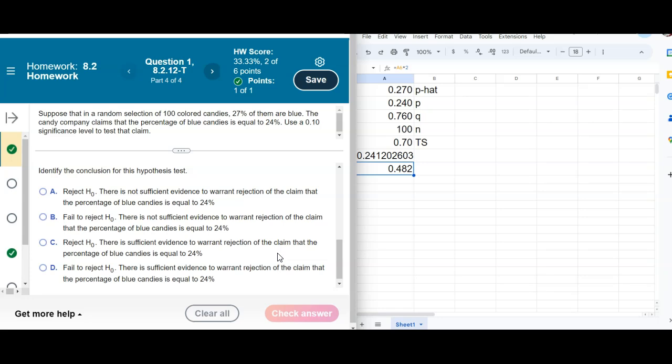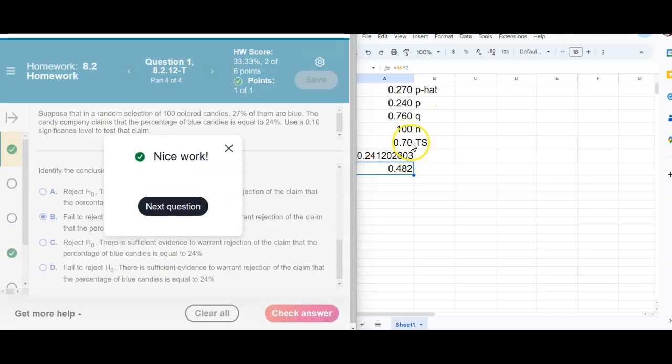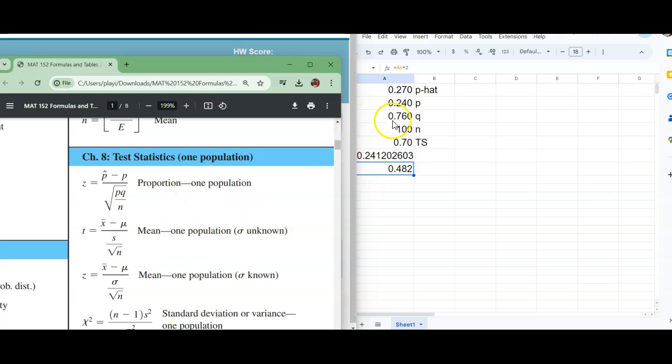All right, then what's my conclusion? After the spreadsheet helps you get this number, you still need to know what to do with it. So the p-value is 0.48. That is above 0.10, so that p-value is not less than alpha. So we fail to reject. So it's going to be B or D. Those are the two fail to rejects. When we fail to reject, it's because there is not evidence in support of the alternate. So the spreadsheet can help with this, but you're still going to need to use that formula to help you get the things right in the spreadsheet.